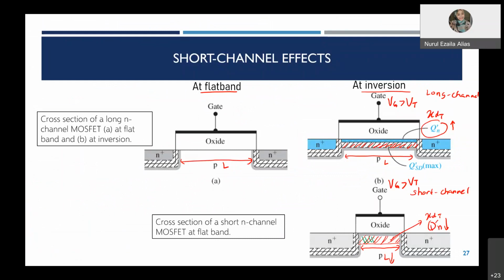So this region now becomes compact, due to the difference in area of the space charge region. This area is larger and this area is smaller. Therefore, the threshold voltage for long channel and short channel will be different. It will be affected due to the short channel. All right, so let's see how it affects the threshold voltage.